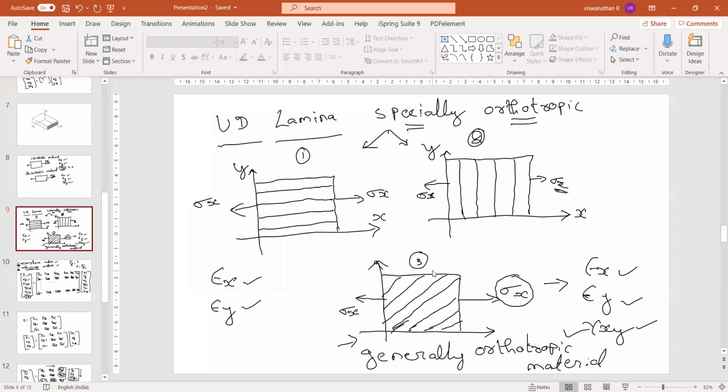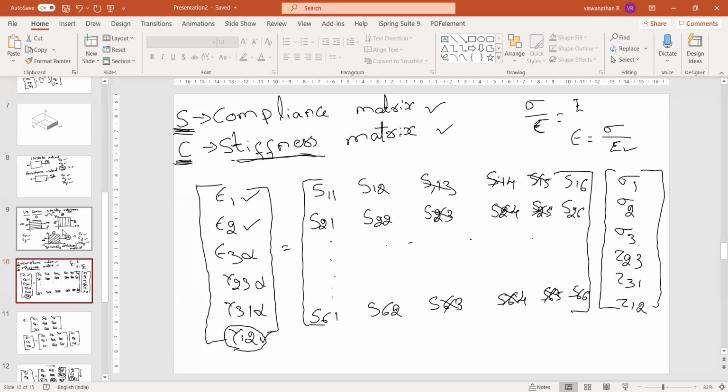The meaning of this is, if you apply extensional stress, it should give only extensional strain. It should not give you any shear strain. If you take the example of a generally orthotropic material, if you apply extensional stress, there will be extensional strain as well as shear strain. Do you understand the meaning of this?